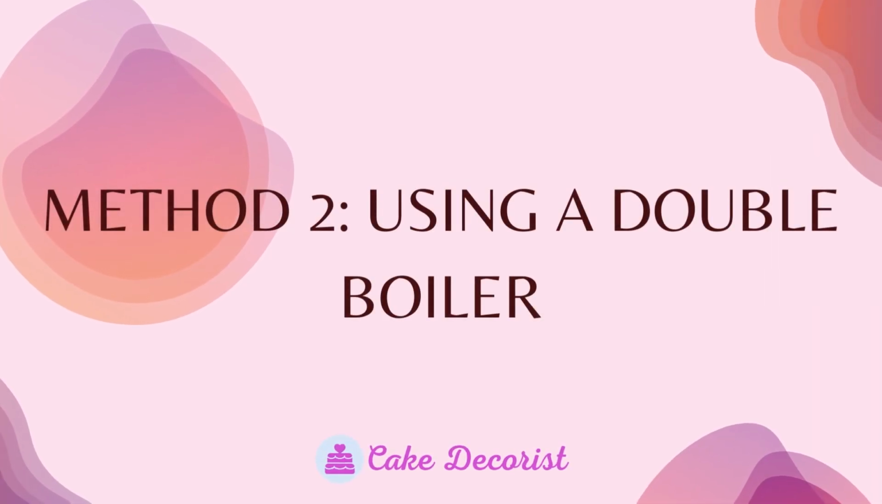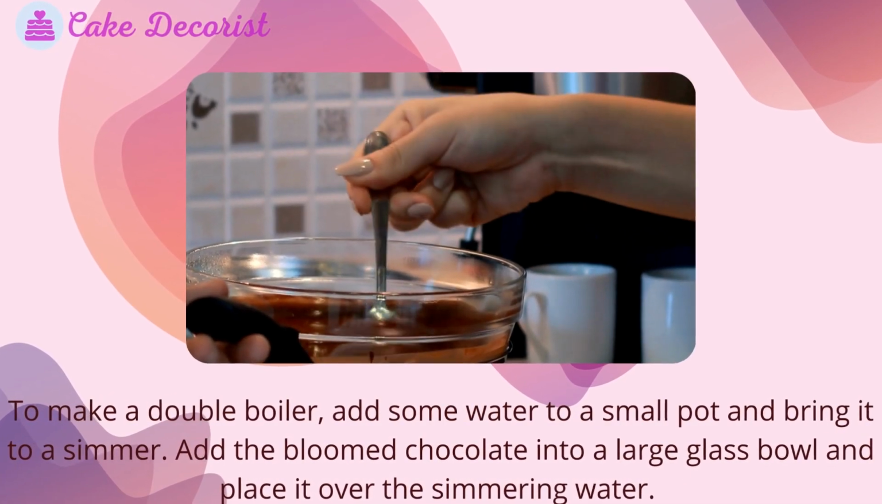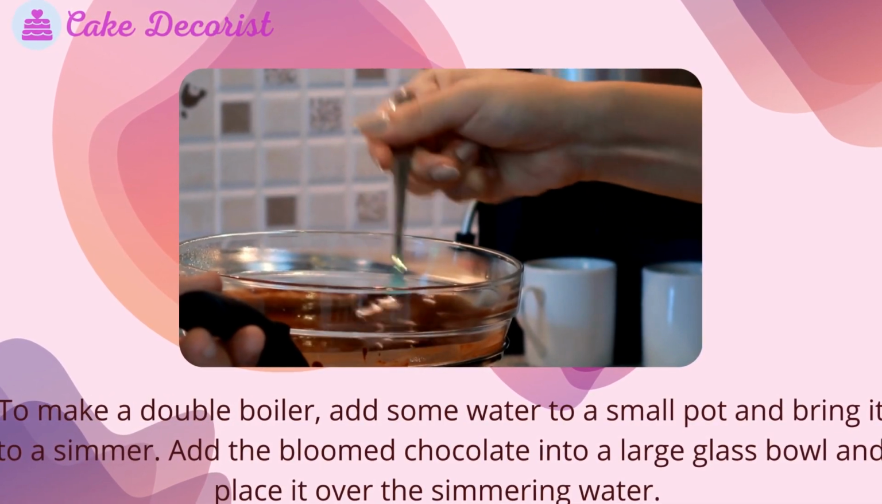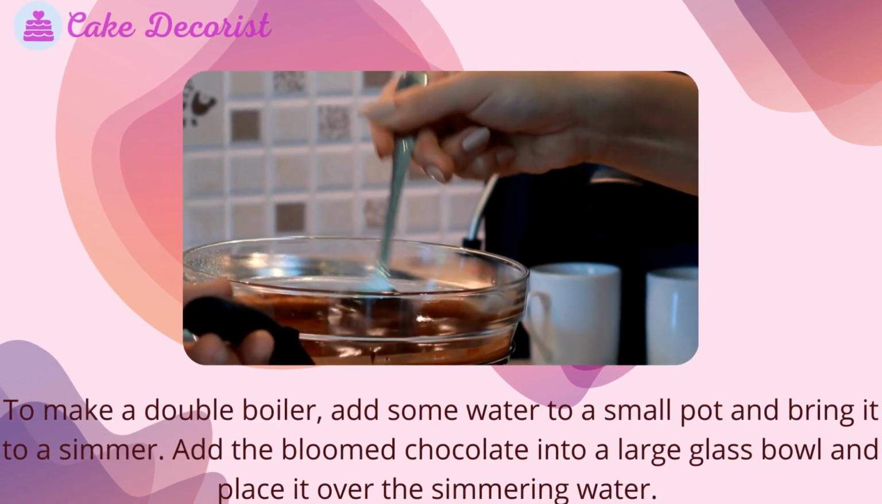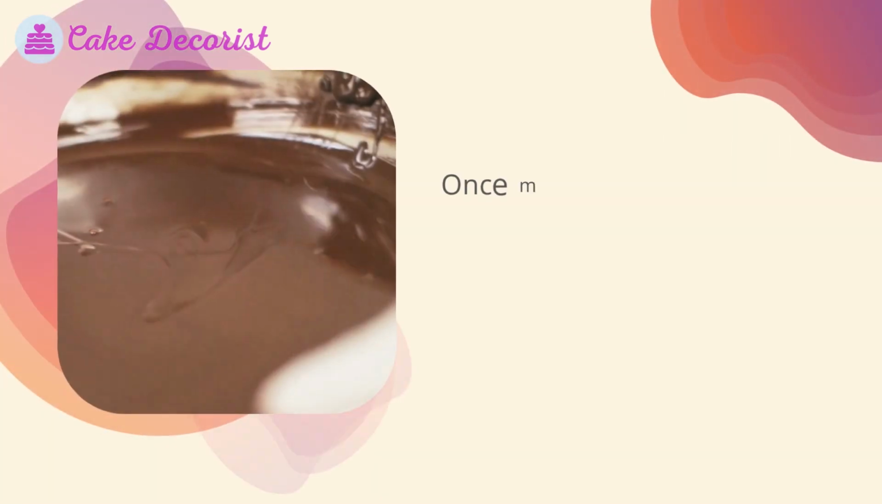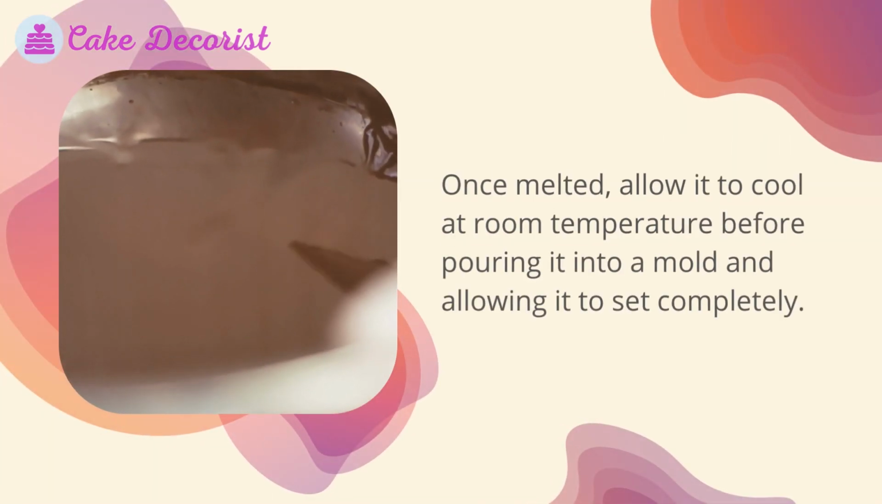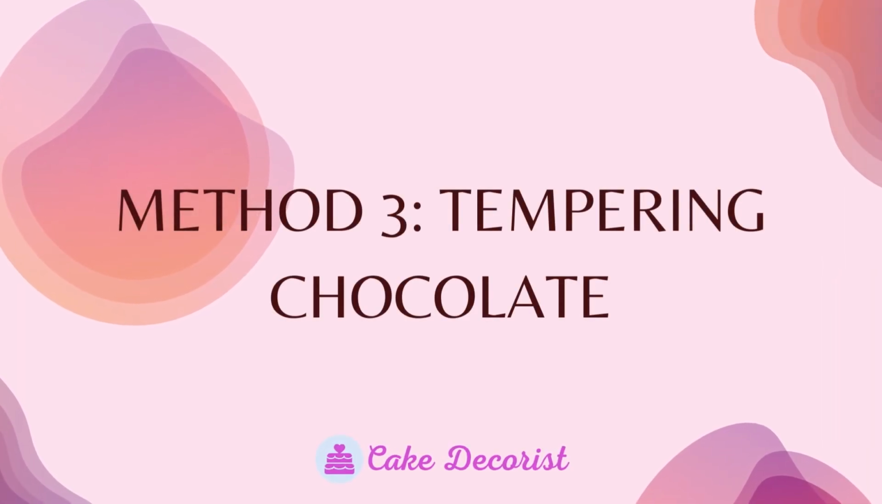Method 2. Using a double boiler. To make a double boiler, add some water to a small pot and bring it to a simmer. Add the bloomed chocolate into a large glass bowl and place it over the simmering water. Once melted, allow it to cool at room temperature before pouring it into a mold and allowing it to set completely.